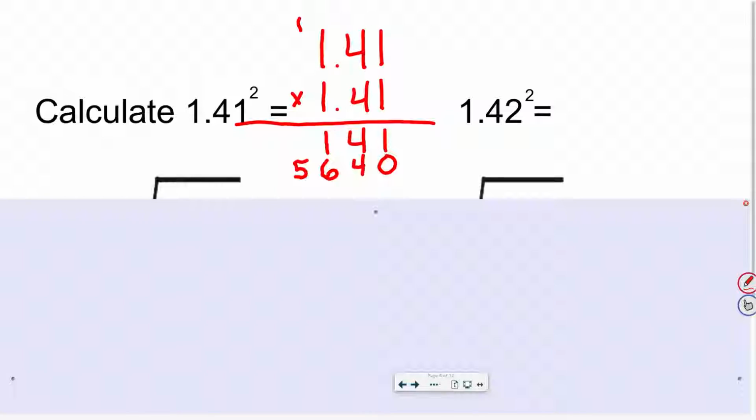Okay. Now what? 2 zeros. Bringing me back. Love zeros. Okay, now what? 1 times 1, 1 times 4, 1 times 1. So now what? We add them up. 1, 8, 8, 9, 1. And what's missing? The decimals. There's 4 of them. 1, 2, 3, 4. So 1.9881.